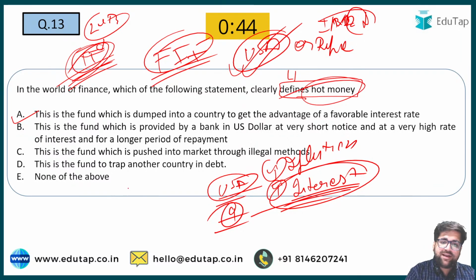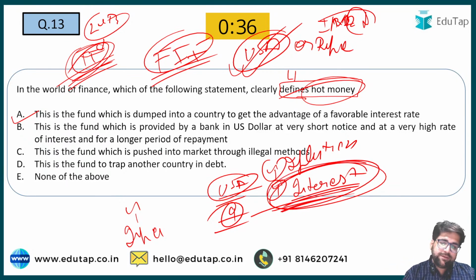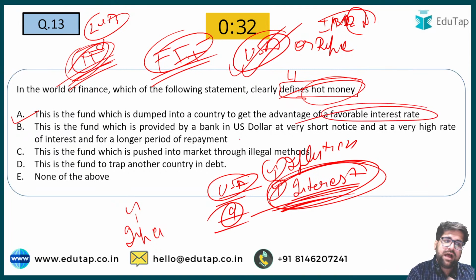For example, currently India is seeing an outflow of funds and all the fund is now invested into the US economy because the interest rates over there are rising. So that is the favorable interest rate which is happening in the US. So answer will be A.